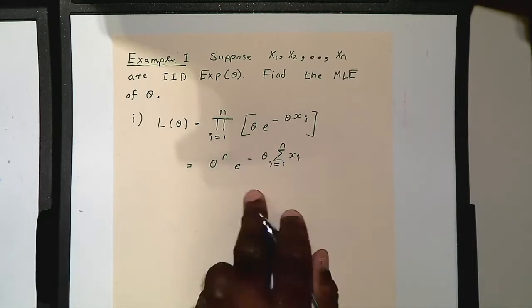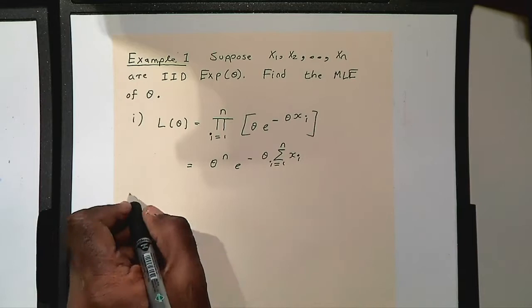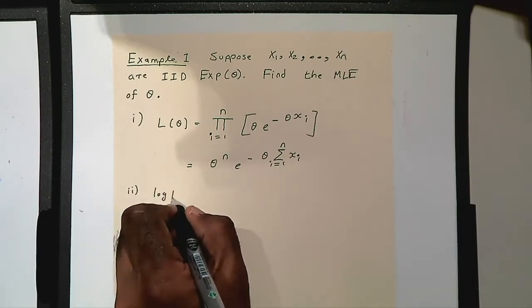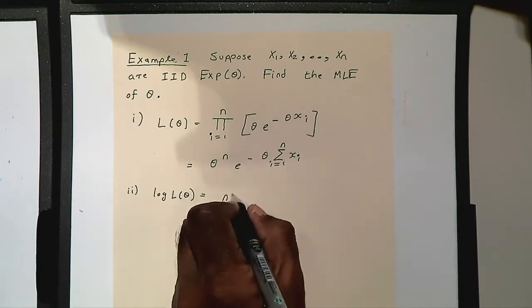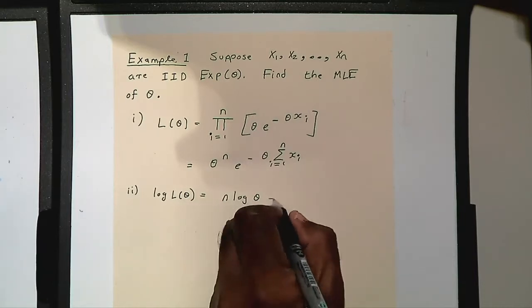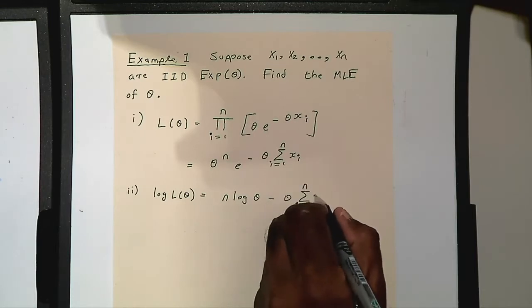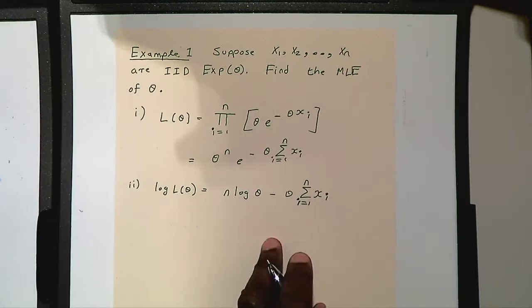Okay? So this is the simplified form of this. So that's step 1. Step 2 is to take the log. So you should take the log of the likelihood, which is the log of this, which is n log theta minus theta times the sum of xi, okay? Okay, so this is the log likelihood.